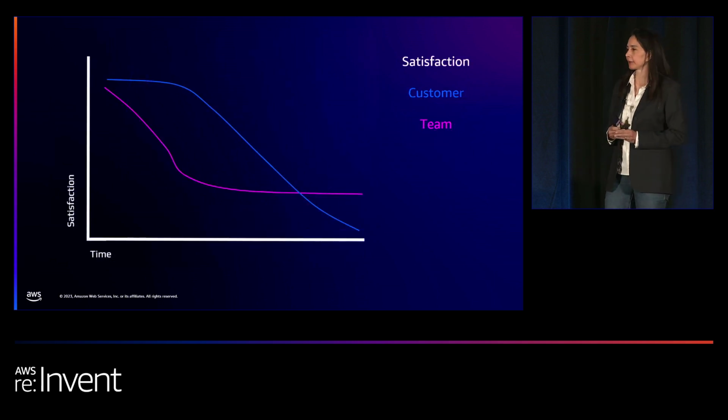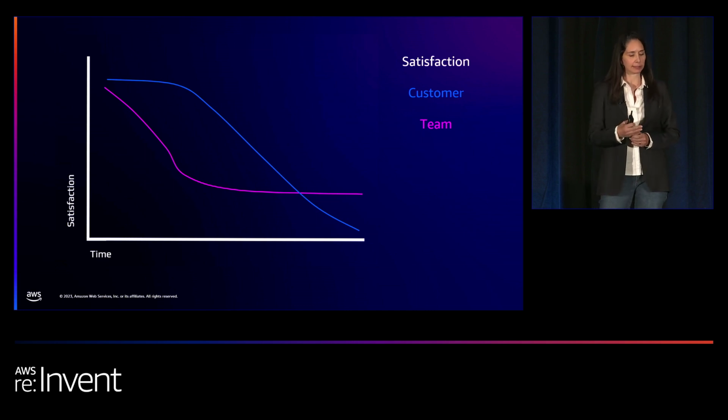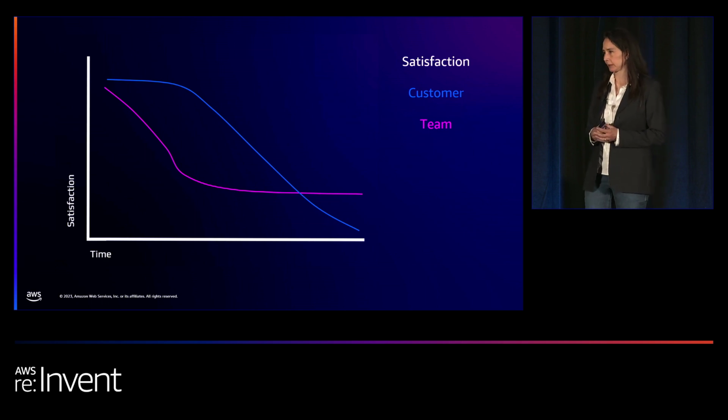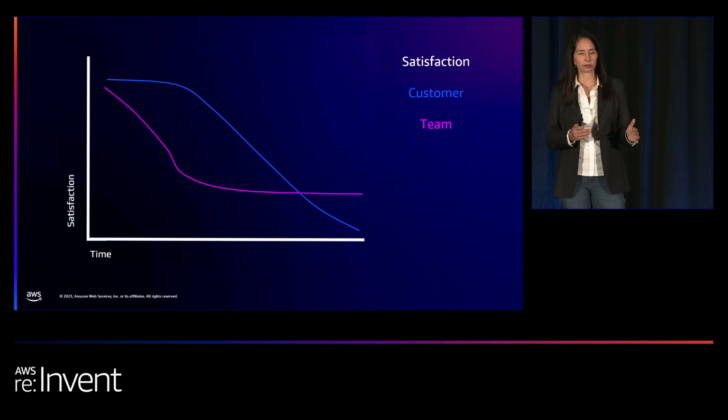Secondly, let's look at a graph that takes into account satisfaction of the customer and the team. In this graph, satisfaction is on the y-axis and time on the x-axis. The customer line is blue and the team line is pink. What I've seen a lot is that with technical debt, in the immediate term, both the customer and the team will start out pretty satisfied.